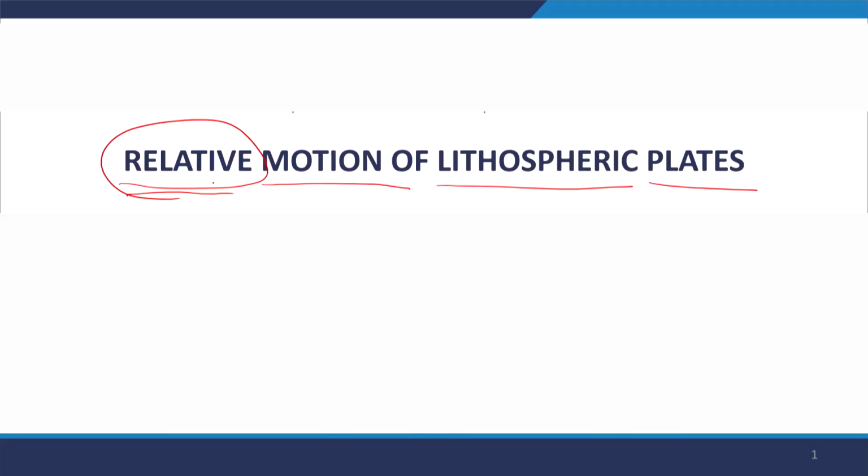So that means at least up to now we know the lithosphere is divided into different plates. That means the thickness is much less as compared to its areal extension, and they are constantly moving with respect to each other. And now the question is, what is relative motion?